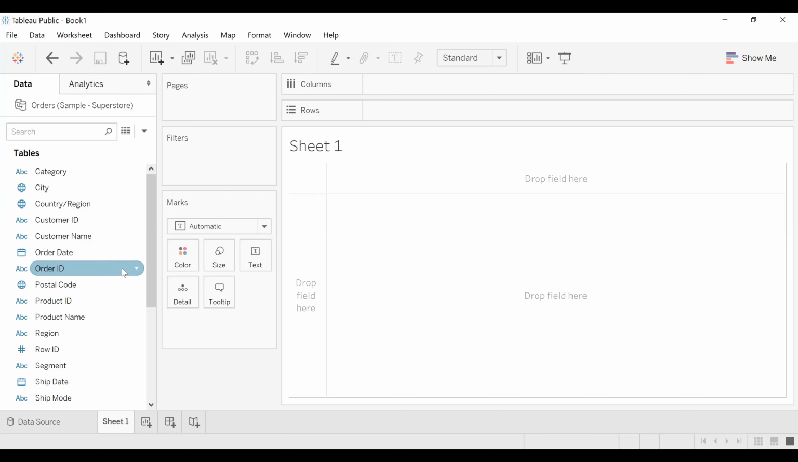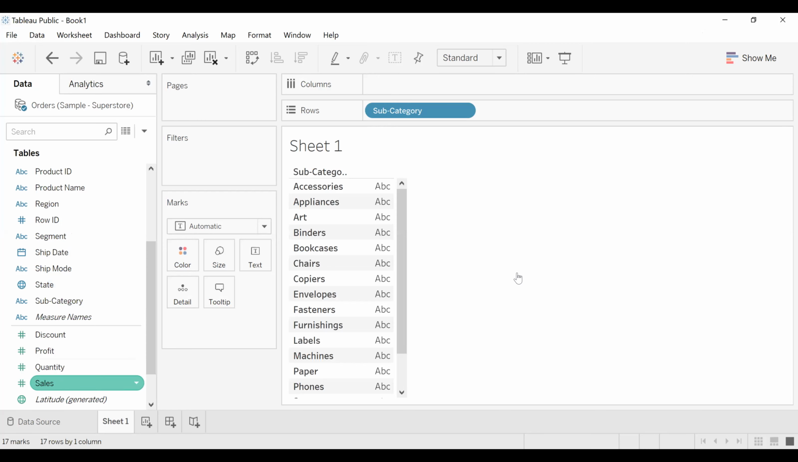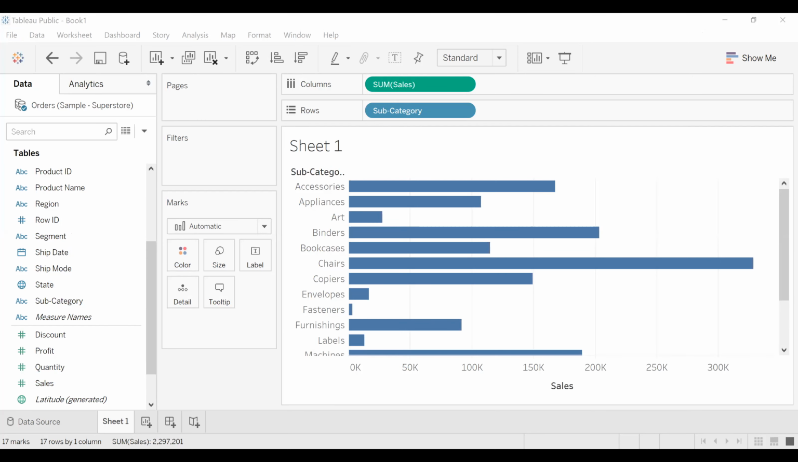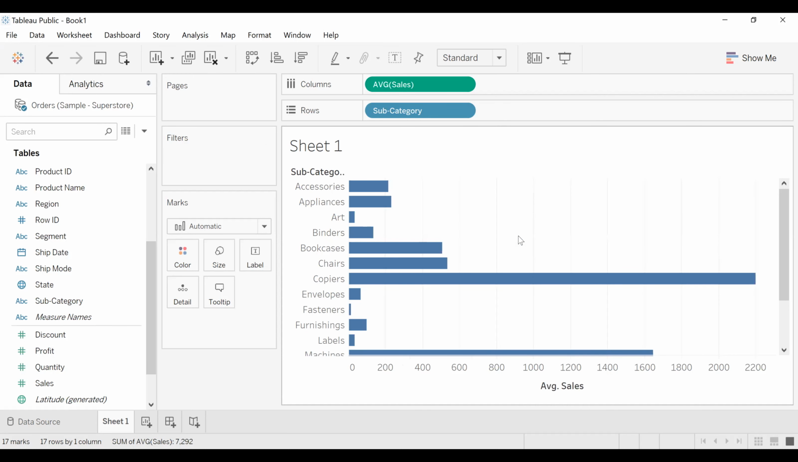So let me bring category and sales, and make it average of sales. Right now it is showing the data at the subcategory level and the average of each. Let me make it like this.